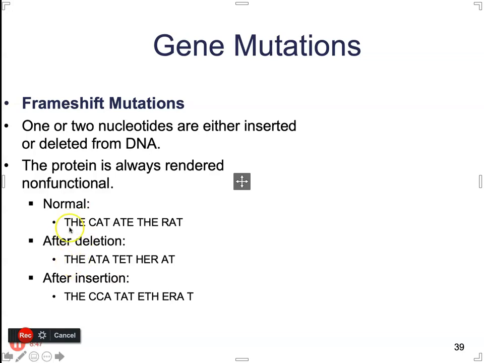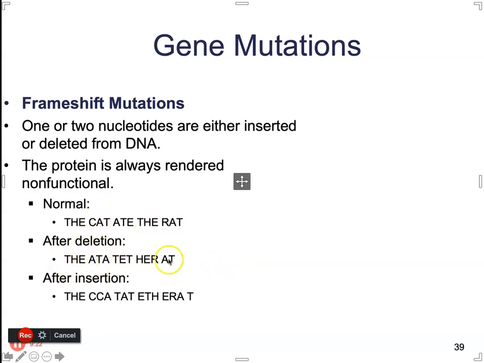If we were to delete a letter, we would completely shift the frame. So, for example, here is a sentence that's made up of 3-letter words. The cat ate the rat. If we were to accidentally delete this C, it would change the entire frame. The first 3 letters, the, are still there, but the next 3 letters are A-T-A. The 3 letters after that are T-E-T. Then we have H-E-R and then A-T. So we have completely destroyed the sentence.